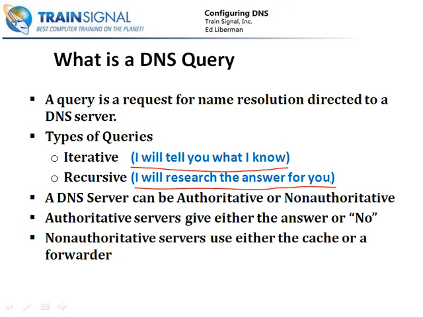A non-authoritative DNS server, which does not really know anything about the specific namespace, will either use its cache, and we'll talk about caching in a little bit, but basically a cache is an area of memory where a DNS server can store information about recent lookups. So maybe if a DNS server looked up a given host earlier, it would still know about it. Or it will use a forwarder. And again, we'll talk about forwarders in just a moment.